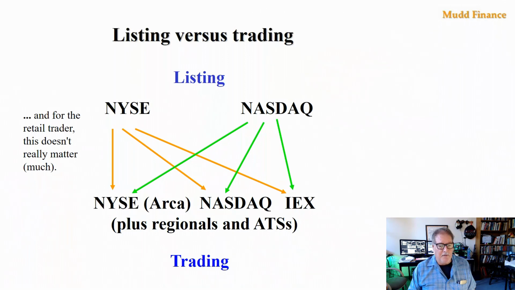Although you may list on the New York Stock Exchange and not on the Nasdaq, once the stock is IPO'd, it can be traded on any exchange, such as those that are listed here and those that we'll talk about today. The New York Stock Exchange ARCA, for example, as we'll see, is the electronic exchange for the New York Stock Exchange. Nasdaq and IEX, I should say, plus regional exchanges and even off exchanges, as we're going to see.